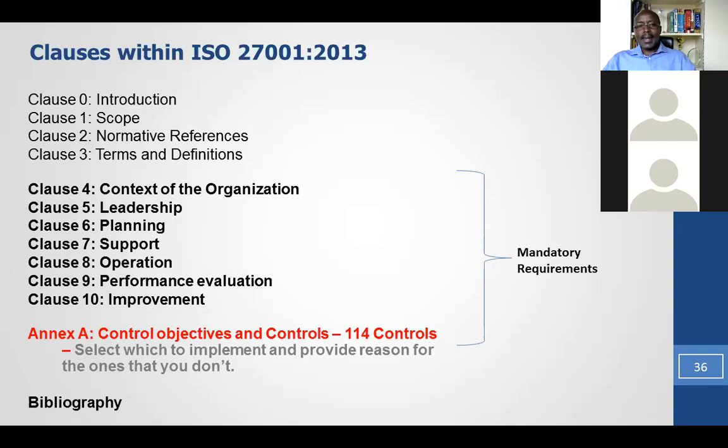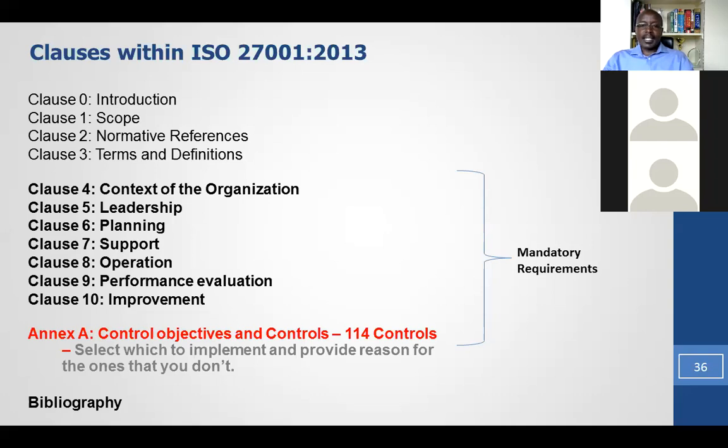Then when it comes to Annex A, it is also a mandatory requirement, but the controls that are in Annex A, and it contains 14 control objectives and controls, you normally have to select the controls that you want to implement based on the risk assessment that you did. Remember the statement of applicability. Now, this is where you come and select the controls that you have to implement to be able to cover the risks that you've identified in your risk assessment.